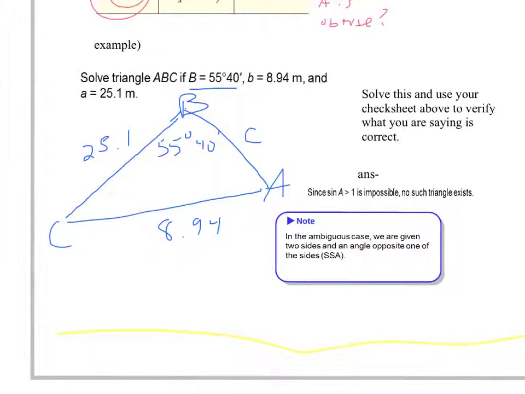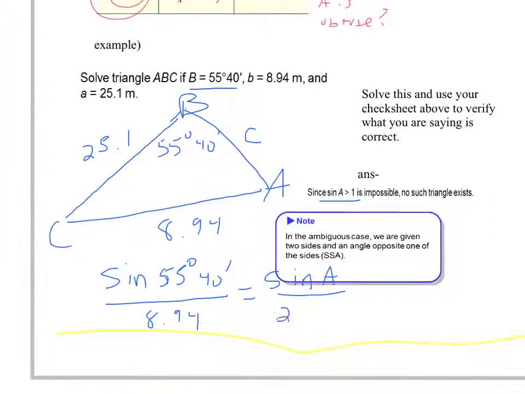So we start off by applying law of sines, just applying it to see what happens. Okay, so sine of B over little b, so sine of 55 degrees and 40 minutes is to little b, 8.94, as sine of A is to little a, which is 25.1.